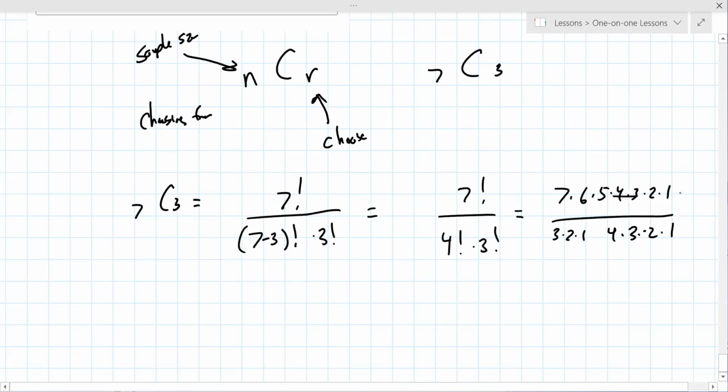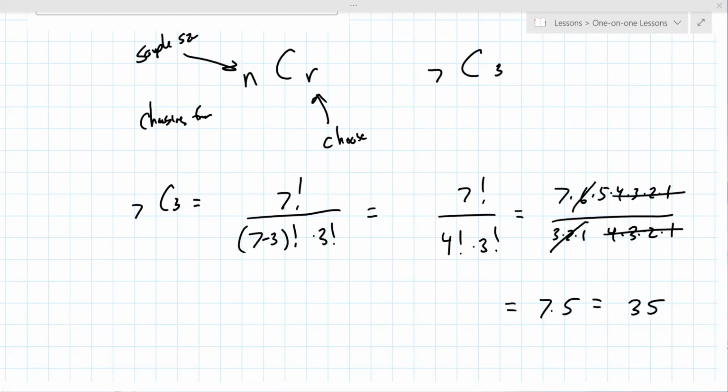So notice those 4's cancel. 3 times 2 is 6. Those cancel. And you're left with 7 times 5, which is 35. 35. Okay. Calculators can also do this for you, but we're not going to use a calculator right now.